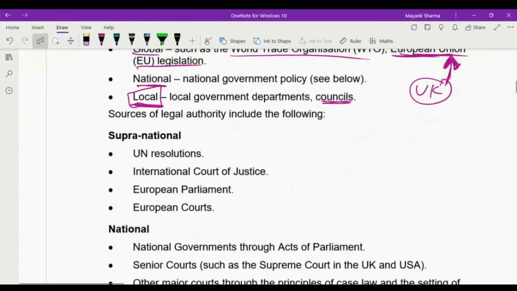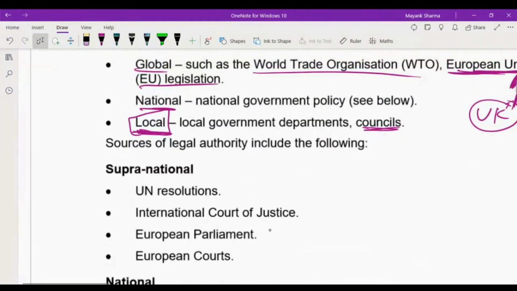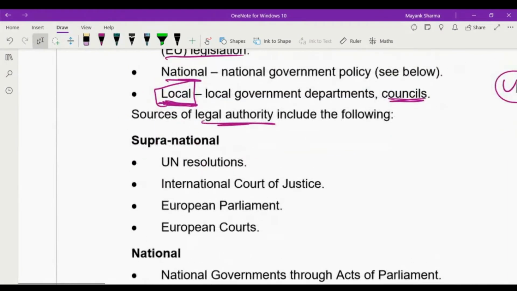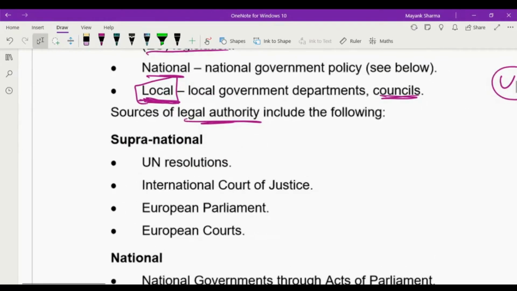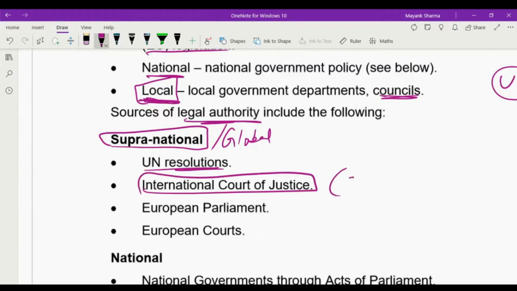Now let's talk about the legal authority. Sources of legal authority. I've told you that political system and legal system are basically different. So legal system will include the parliament and the judiciary, which is actually protecting the parliaments. So supranational level means at the global level, we have United Nations, International Court of Justice, ICJ, European Parliament is there, which is for whole of European Union. European courts are there.